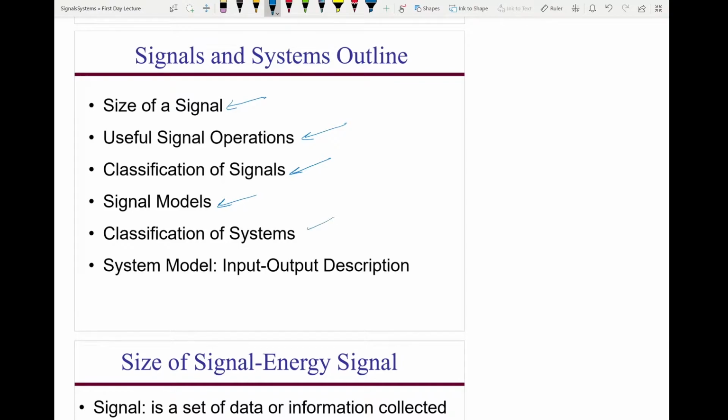And the fifth topic will be classification of systems. Here we will classify: is the system a digital system, discrete, continuous system, causal, non-causal, stable system, non-stable, and so forth. And the last topic will be, how do we model a system? Basically, how we describe a system by a mathematical equation, like a differential equation, that relates the input to the system and the output of the system. So let's start with the first topic, which is the size of a signal.